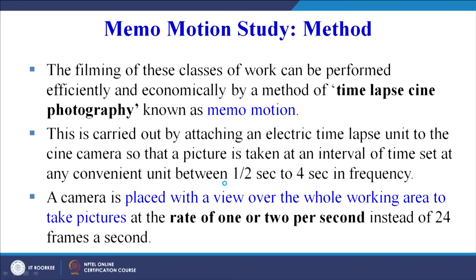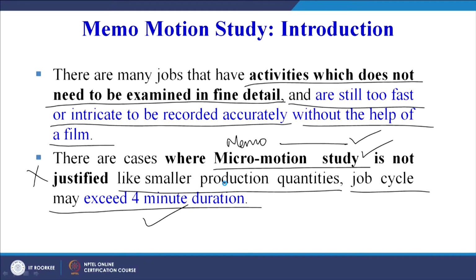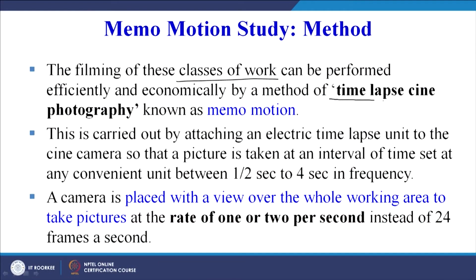The filming of these classes of work. Now what are the classes of work? We have seen where the production quantity is less, or, if we can refer back, the job cycle may exceed 4-minute duration. So these are specific classes of work where memo motion study is advisable. So when the job cycle exceeds 4-minute duration, for these classes of work, the filming can be performed efficiently and economically by a method of time lapse cinephotography known as memo motion study. So for special classes of work only we will go for a memo motion study.